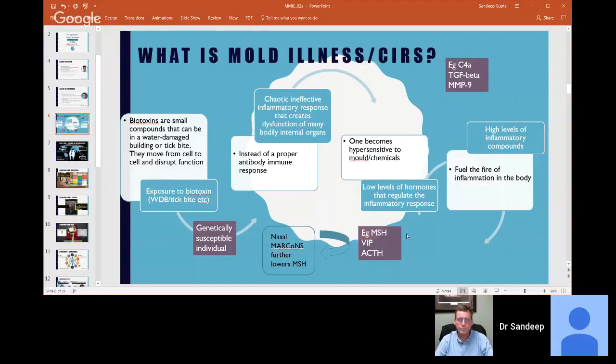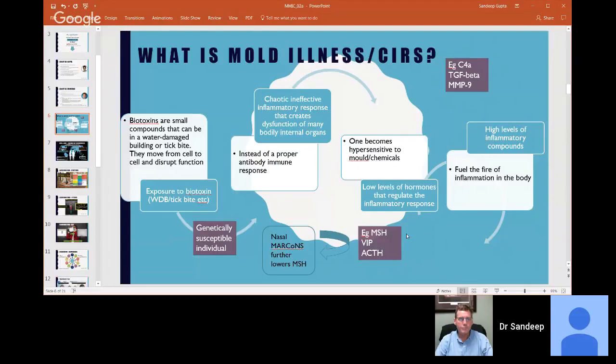And the problem is when you've got this bug, the MARCoNS, that tends to further lower MSH hormone, and therefore that blocks you from getting better from this illness. So it's important to know whether you've got MARCoNS so that you can eradicate that, and then your regulatory hormones such as MSH have a chance of coming up. So I hope this gives a bit of understanding around the mechanism of CIRS or mold illness.